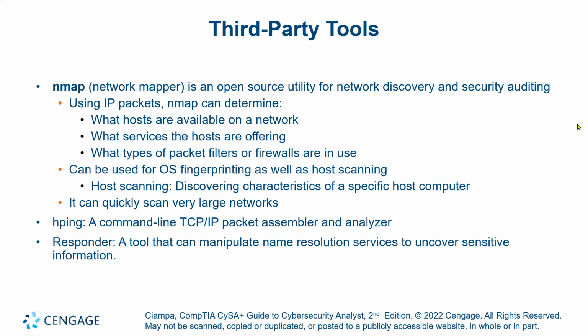Okay, third-party tools, Nmap. We will be using this one in one of our classes later on. Network Mapper is an open source utility for network discovery and security auditing. Using IP packets, Nmap can determine what hosts are available on a network, what services the hosts are offering, and what types of packet filtering or firewalls are in use. It can be used for OS fingerprinting as well as host scanning. Host scanning is discovering characteristics of a specific host computer. It can quickly scan very large networks.